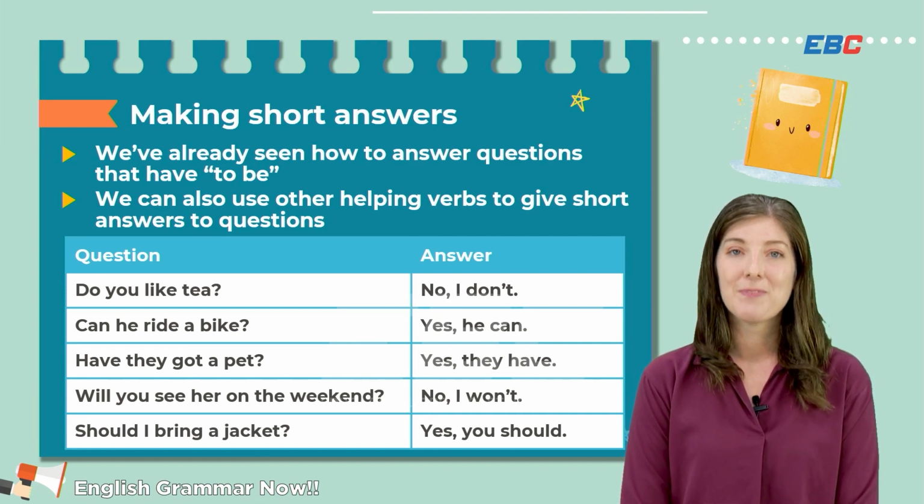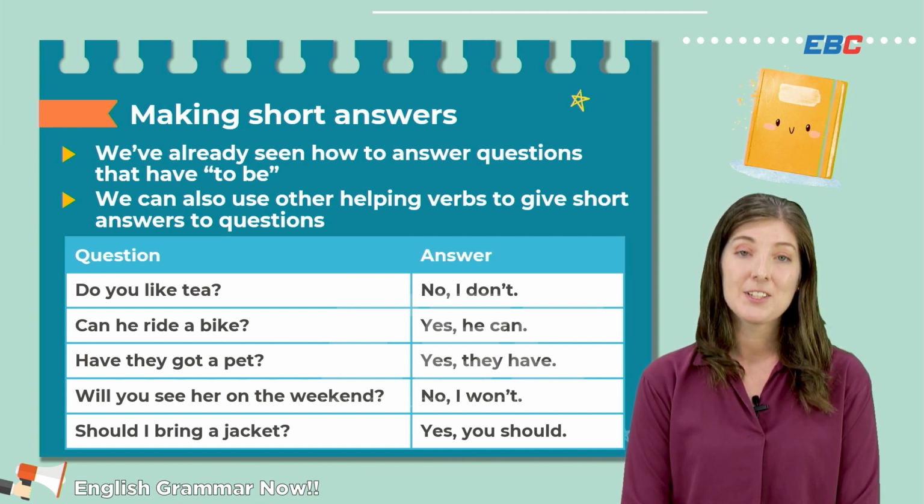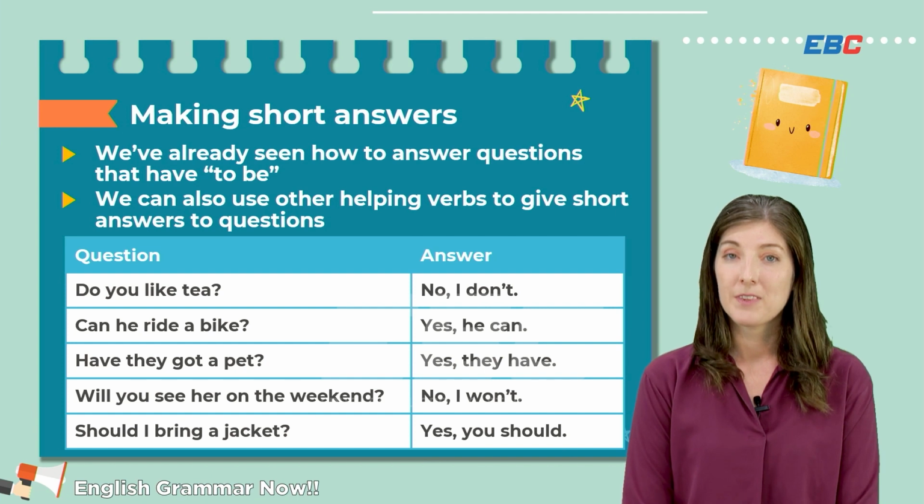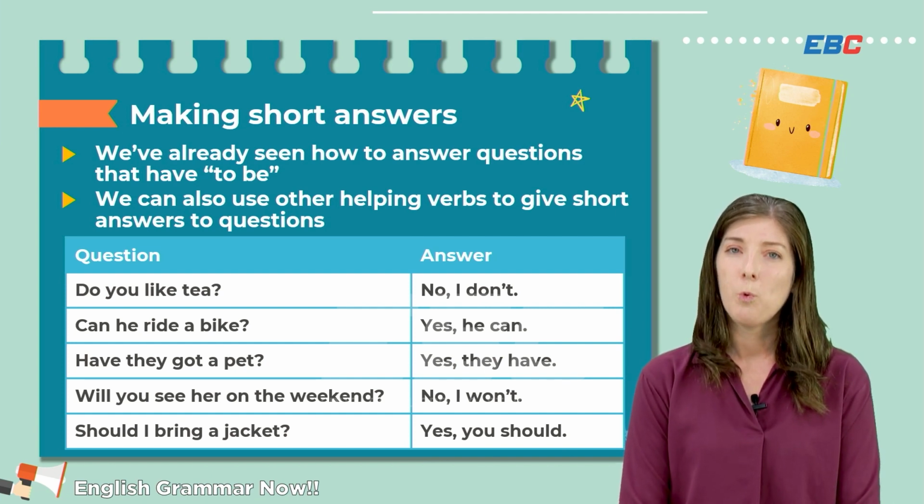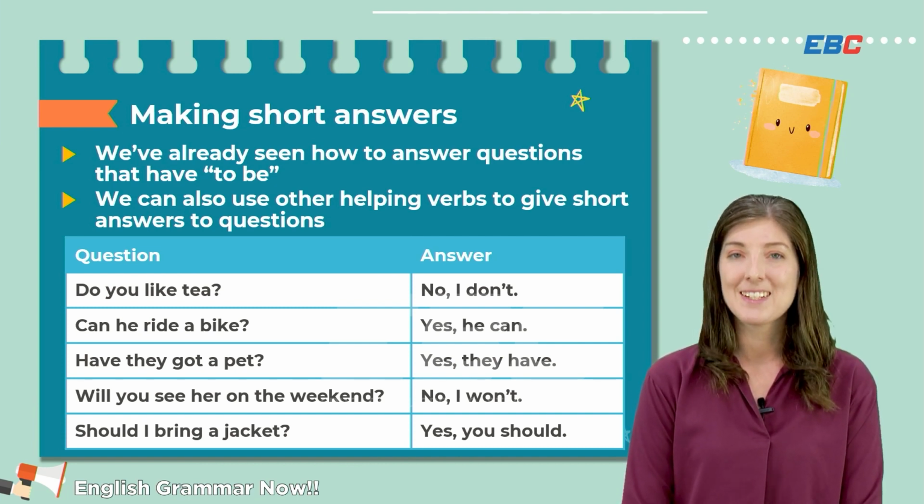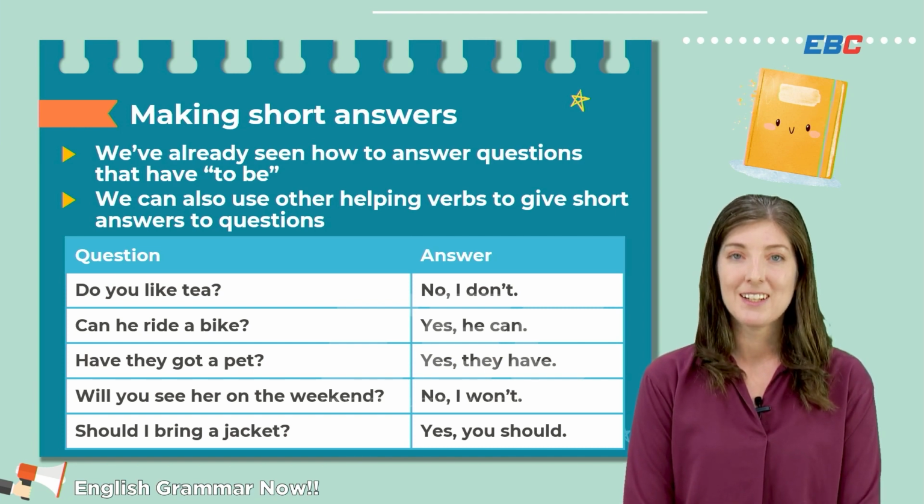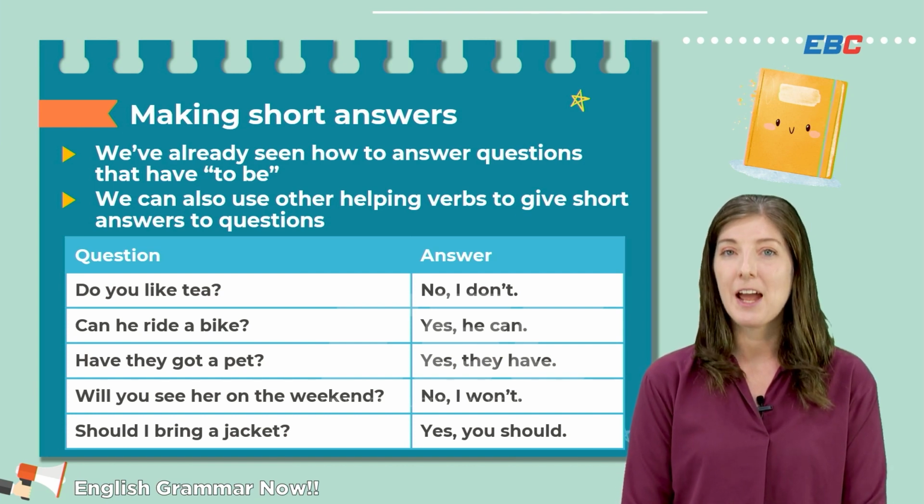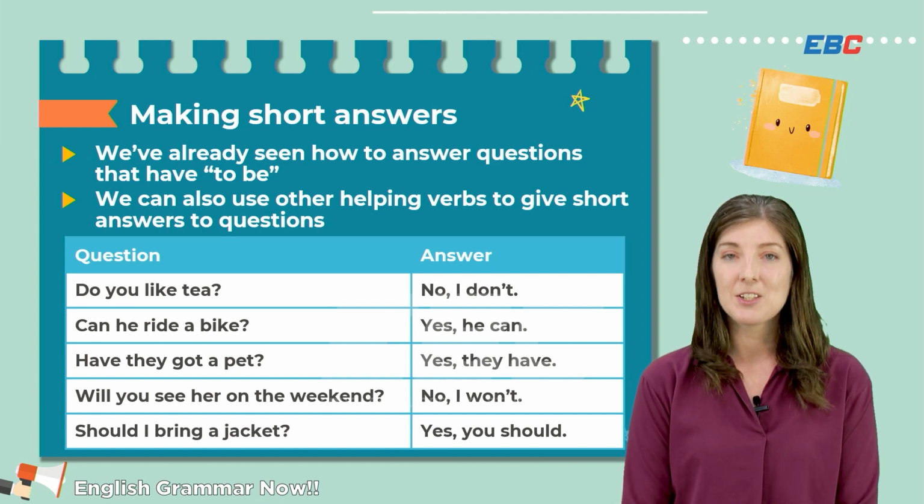The third question, have they got a pet? The answer, yes, they have. In the next question, will you see her on the weekend? The answer, no, I won't. Remember that for the future, will is a bit irregular. We could say, no, I will not, but it's much more common to say, no, I won't. The last example, should I bring a jacket? Yes, you should. So you can see that using different helping verbs, we can write an answer to different kinds of questions.